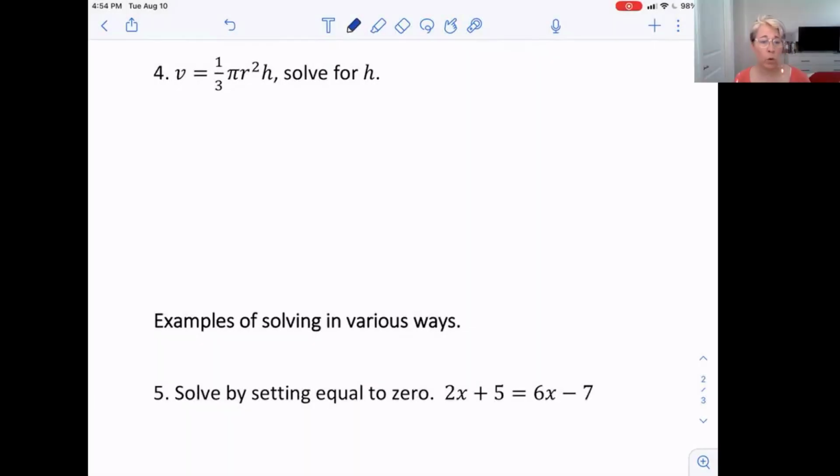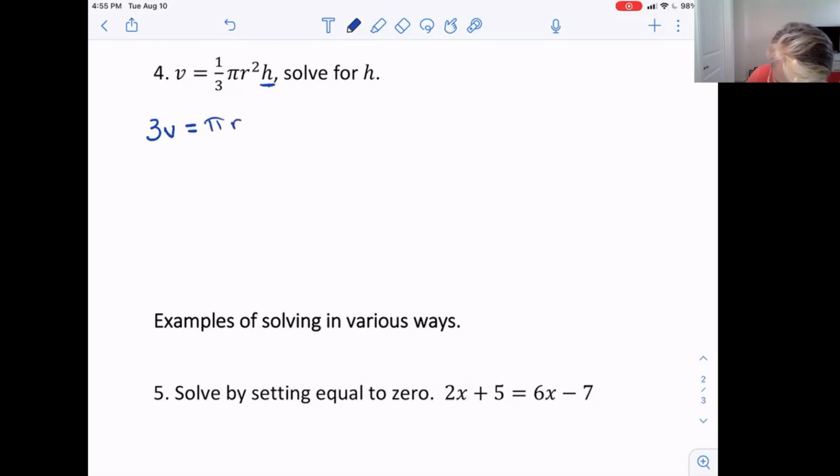In example 4, we still have an equation, but it's not linear, but that's okay. We are just solving for h, which is a linear term. So we need to get rid of everybody else on this right-hand side except for h. You notice there's a fraction, so we can multiply both sides by the least common denominator, which would be 3. We would get 3v equals 3 times 1/3 is just 1.